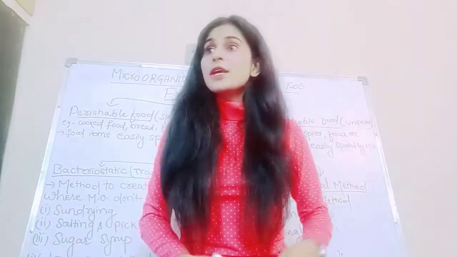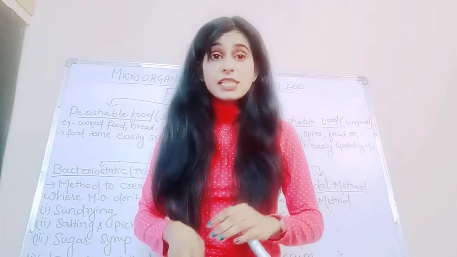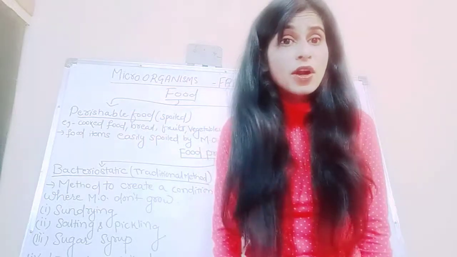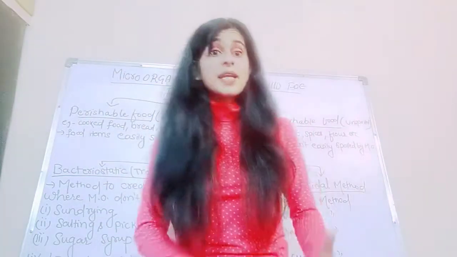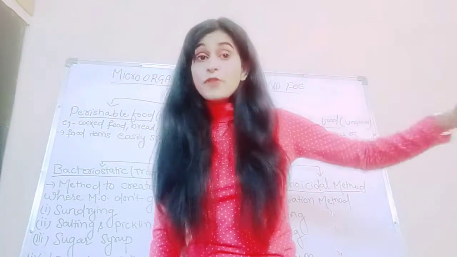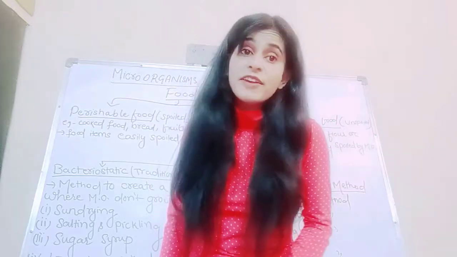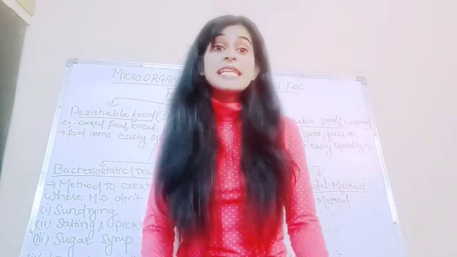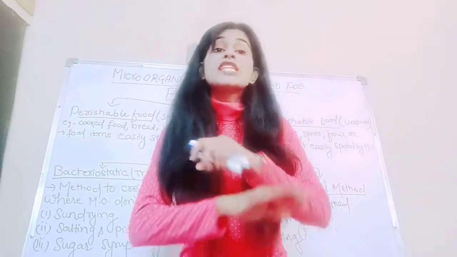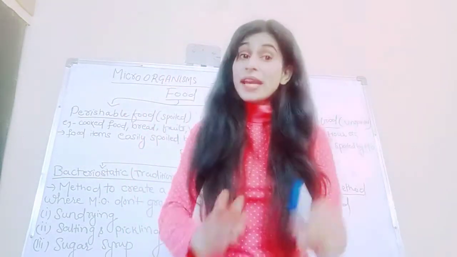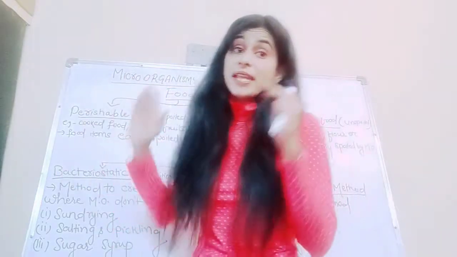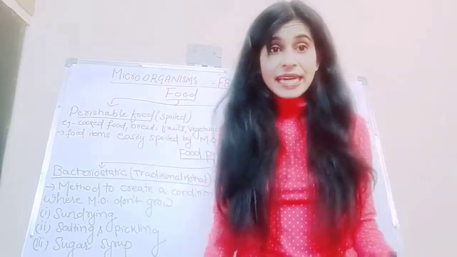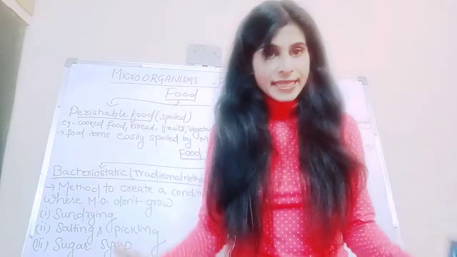For example, cooked food. Cooked food easily gets spoiled within 2 or 3 days, isn't it? And even in the summer days, the food which is cooked in the morning gets spoiled by the evening. Because microorganisms act on that food and spoil it, and it is very dangerous to have such perishable foods.